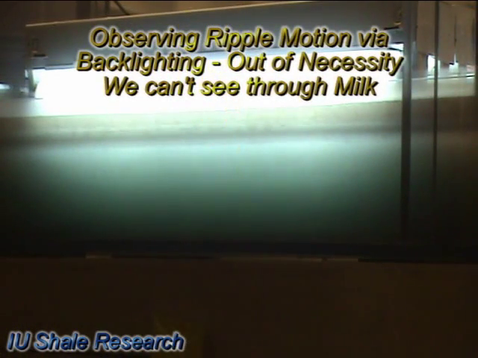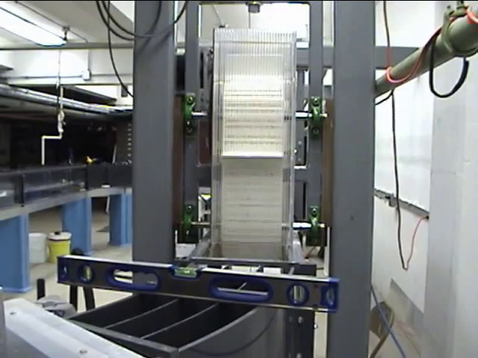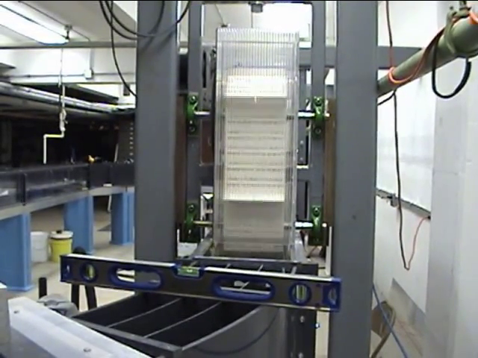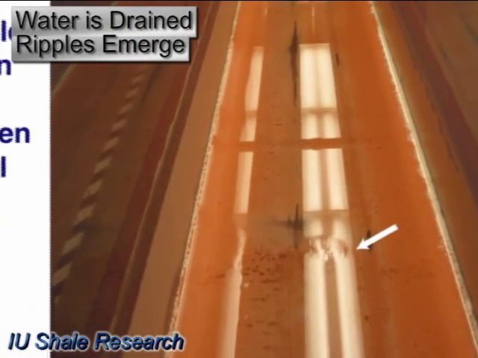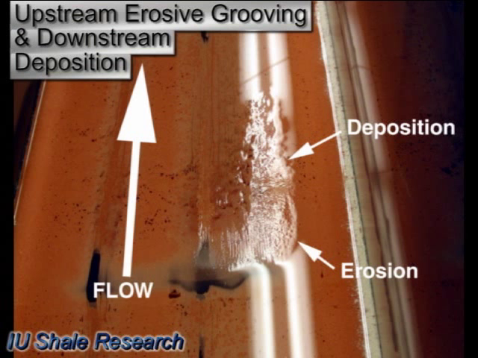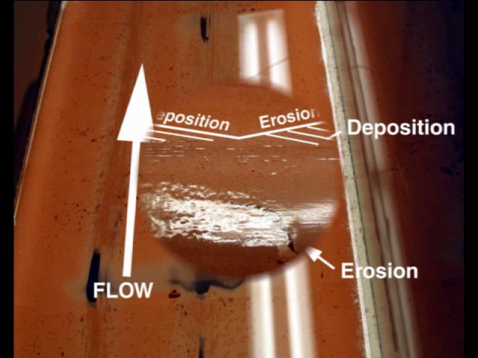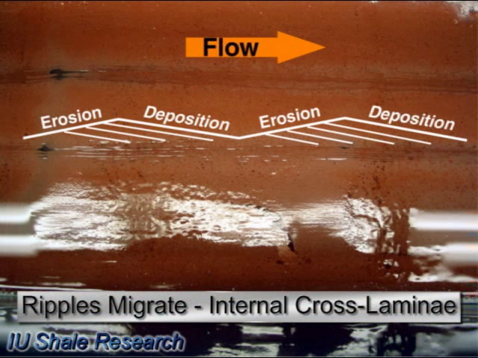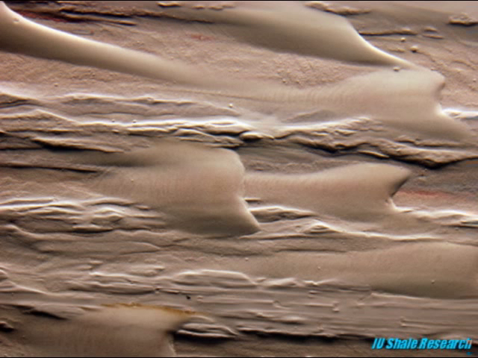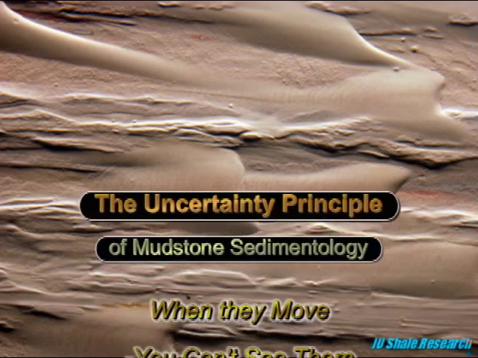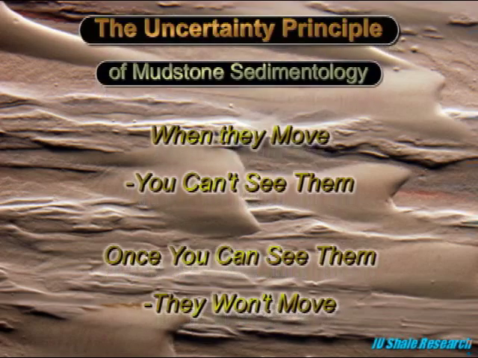Because of the murky nature of the flow, we are lucky to see the shadows of ripples with backlighting. We can't see the ripple surfaces. If you want to see the ripples from above, we have to drain the water. And at that point, the whole process is already over. We call this the uncertainty principle of mudstone sedimentology. When they move, you can't see them. And when you can see them, they won't move.